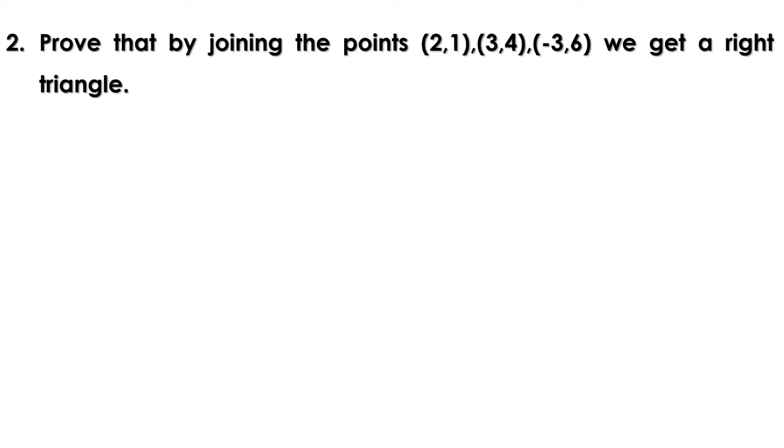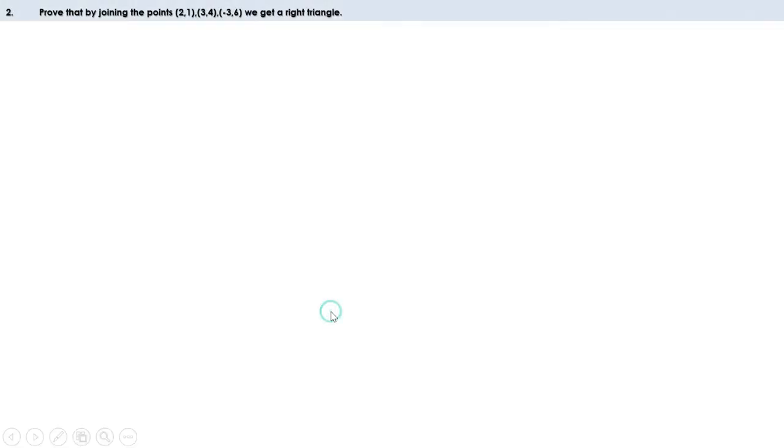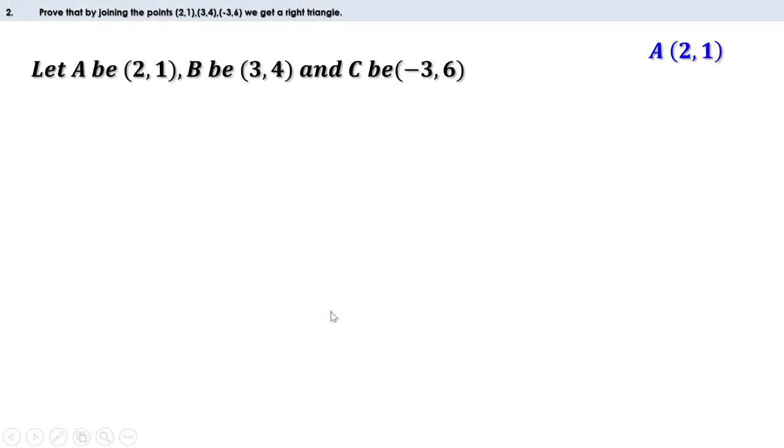That means if hypotenuse square equals base square plus altitude square in a triangle, then it is a right angle triangle. So let us find the sides at first. We can give a name for the vertices. Let A be (2, 1), B be (3, 4) and C be (-3, 6). Let us find the side AB at first.